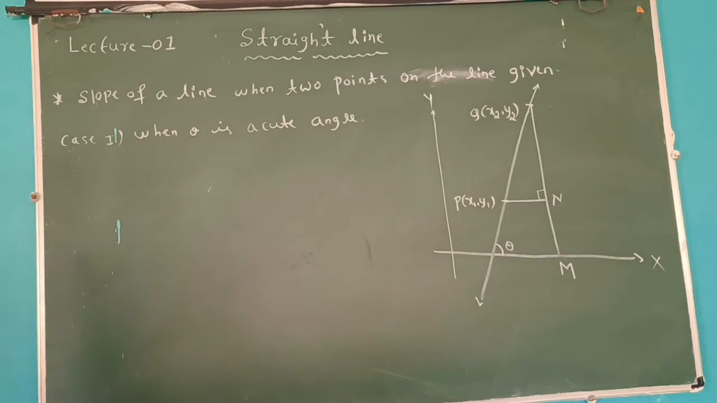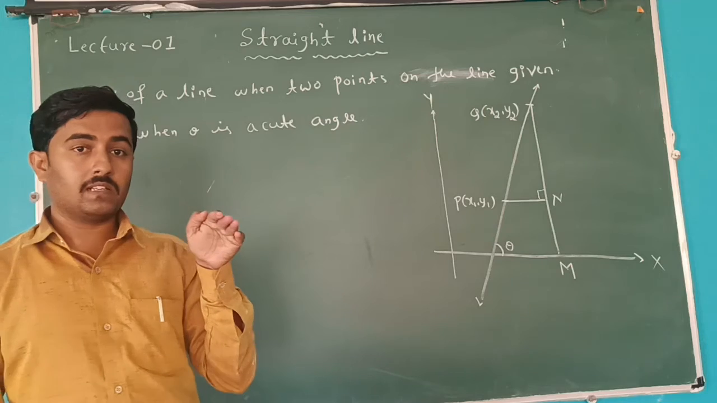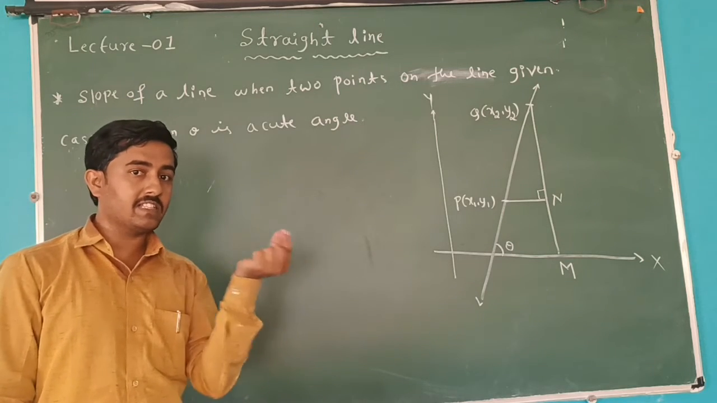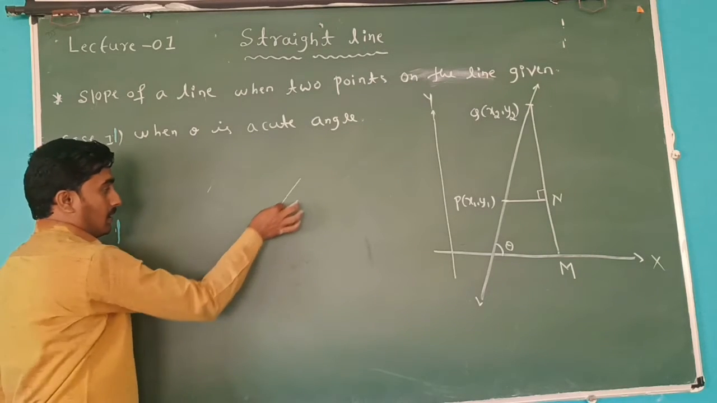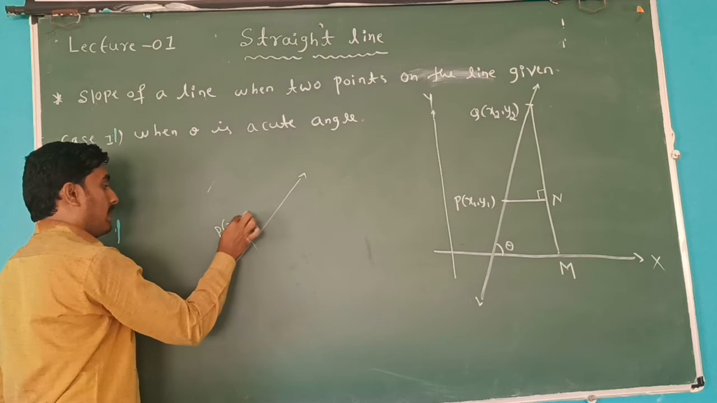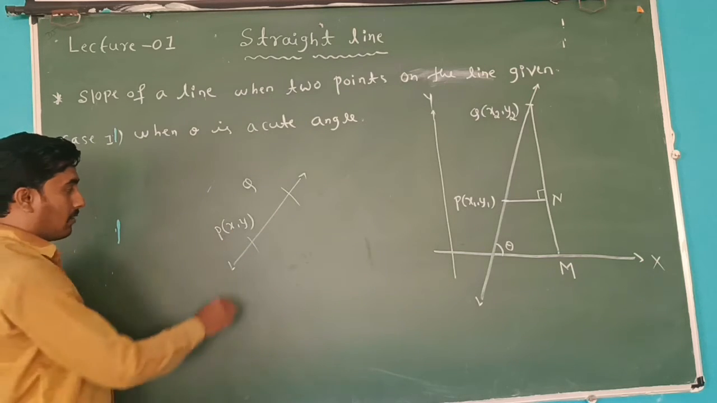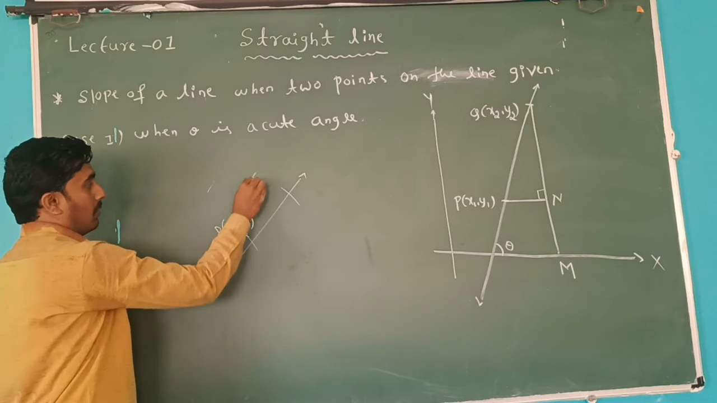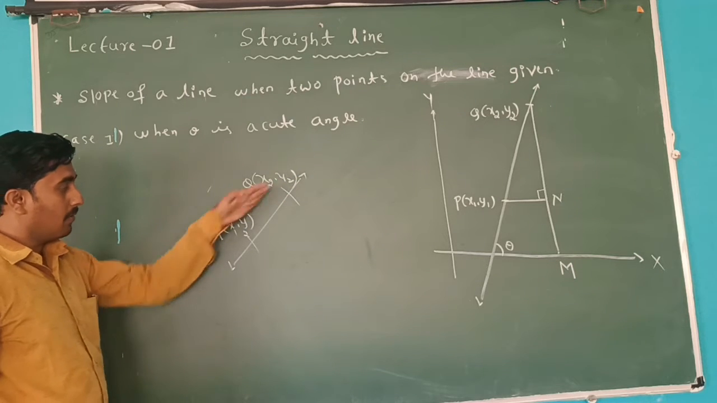Yes, next concept is slope of a line when 2 points on the line are given. We already studied how to find the slope of a line when the angle between the line and the positive direction of x axis is given. That is, theta is given, then slope of the line is m equal to tan theta. Suppose they give 2 points on the line, P and Q. P has the coordinates x1 and y1, and Q has coordinates x2 and y2. Then how to find the slope of this line?